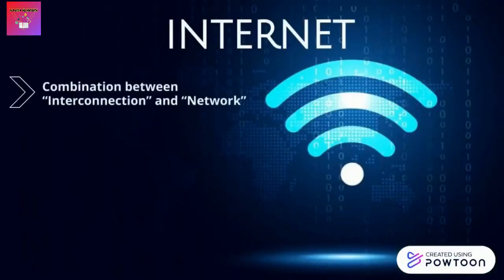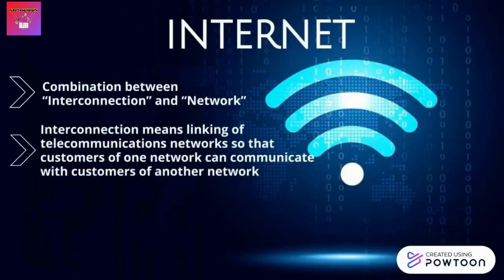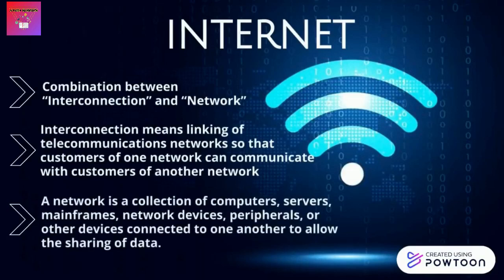The word Internet comes from combination between interconnection and network. Interconnection means linking of telecommunication networks so that customers of one network can communicate with customers of another network. A network is a collection of computers, servers, mainframes, network devices, peripherals or other devices connected to one another to allow the sharing of data.